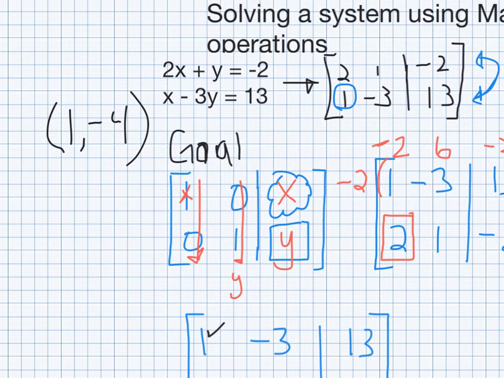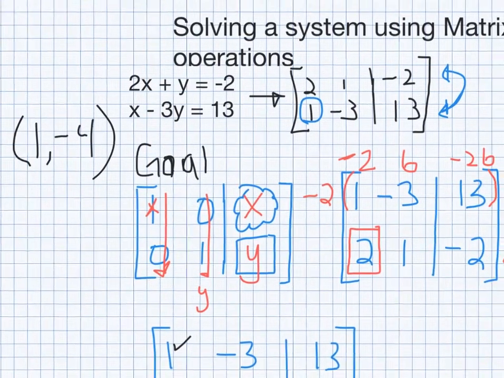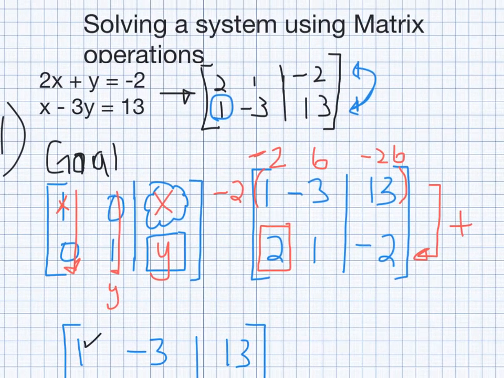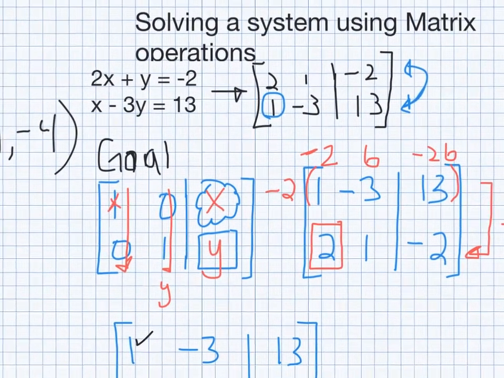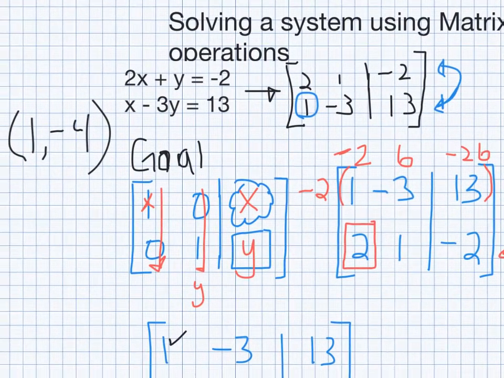So we can check. Is 2 times 1 minus 4 negative 2? Sure is. Is 1 plus 12 equal to 13? Yes, it is. Sorry. So this might seem a little long and arduous, and it is at first, but it is definitely one way to solve a system of equations by using matrix operations.